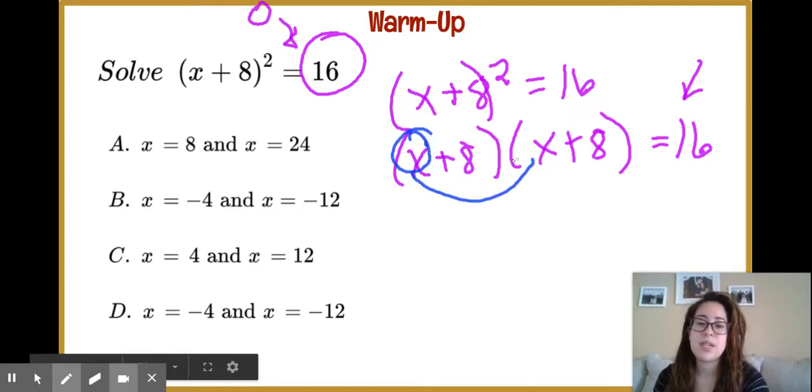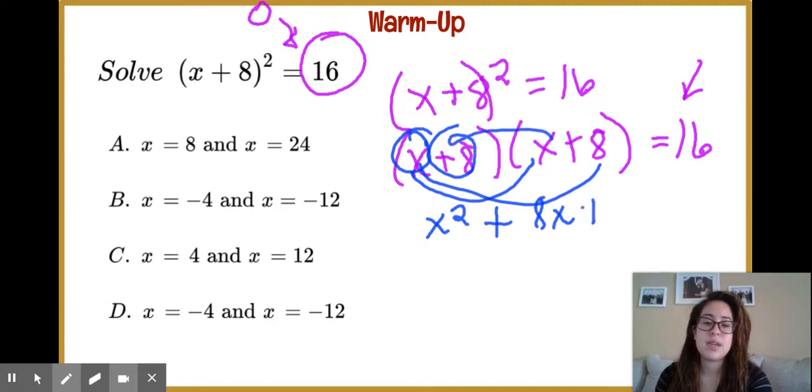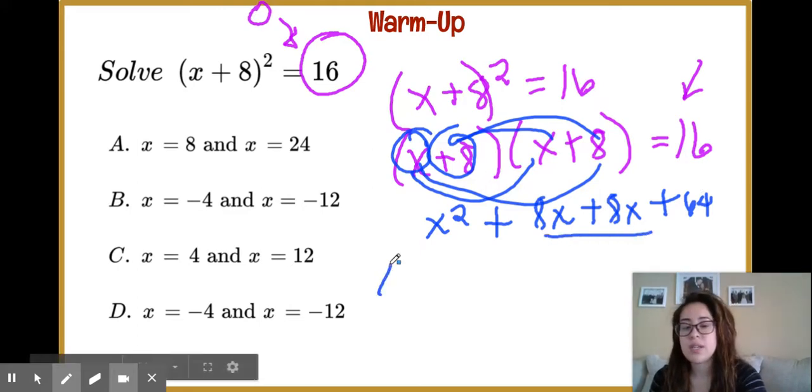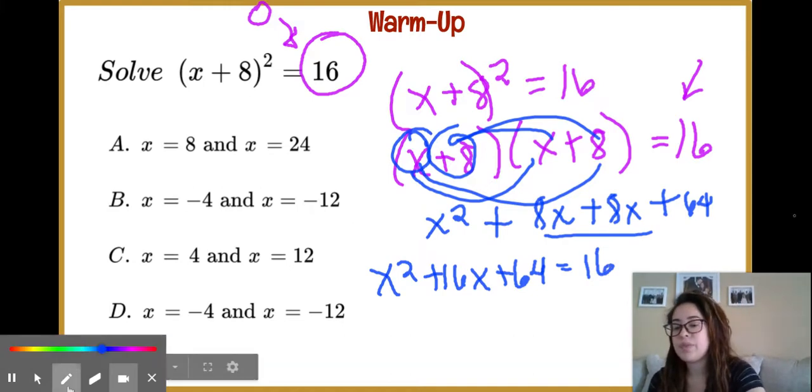So x times x is x squared, plus x times 8 is 8x. 8 times x is, again, 8x. 8 times 8 is 64. Okay? When I do this, I have to then combine like terms, and I get x² + 16x + 64, all equaling 16.